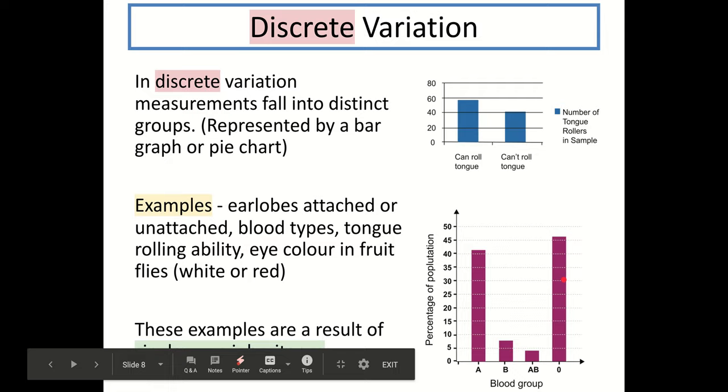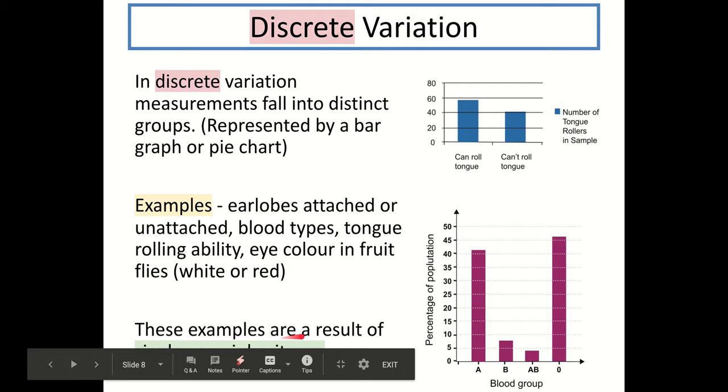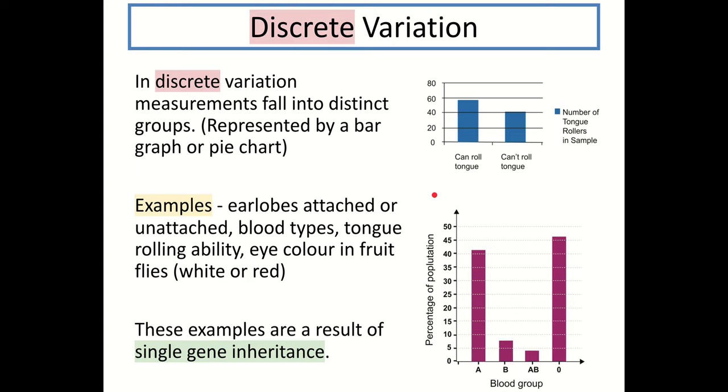So because there are distinct categories that measurements fall into, this means that both of these are examples of discrete variation. Other examples include things like earlobes being attached or unattached, or eye colour in fruit flies, which can be either white or red. A simple way to think of this is if you can take the measurement data and put it into a bar graph or a pie chart, so split the measurements easily into distinct groups, then it's a type of discrete variation. All of these examples are results of something called single gene inheritance. So this means that any discrete traits are only controlled by one gene. In comparison, continuous variation is controlled by many genes.